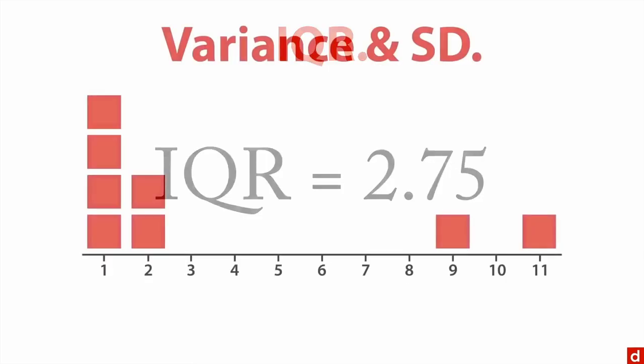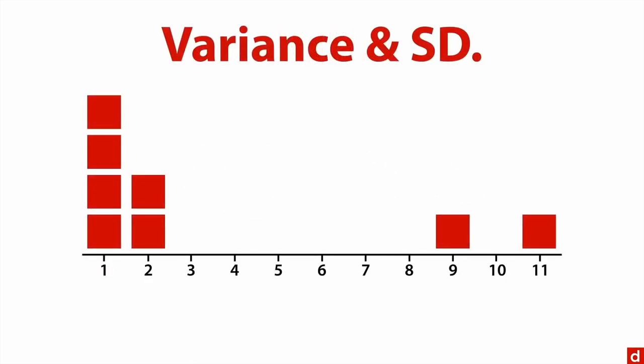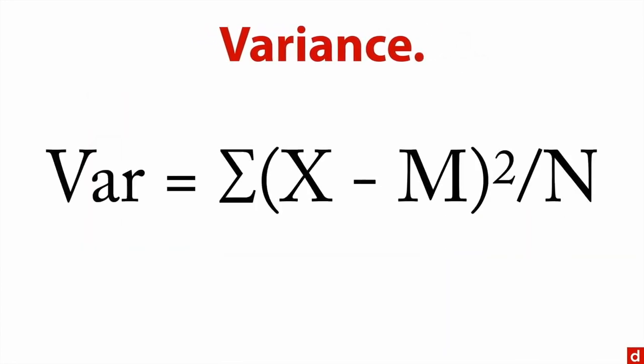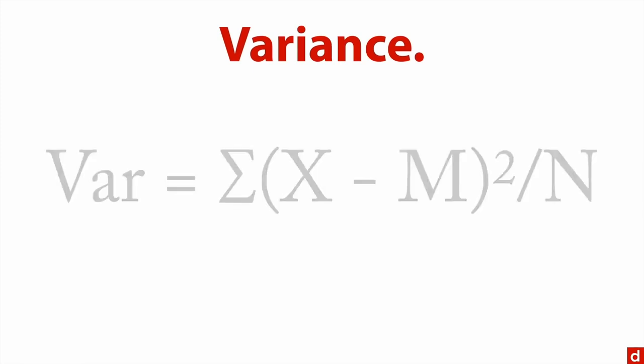Now, our final measure of spread or variability or dispersion is two related measures, the variance and the standard deviation. These are a little harder to explain and a little harder to show. But the variance, which is at least the easiest formula, is this. The variance is equal to the sum, the capital sigma is the sum, of X minus M. That's how far each individual score is from the mean. And then you take that deviation there and you square it. You add up all the deviations and then you divide by the number. So the variance is the average square deviation from the mean. I'll try to show you that graphically.